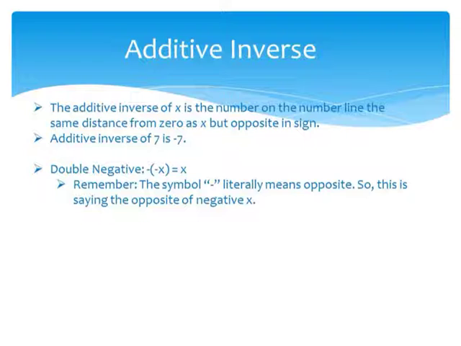The additive inverse of x is the number on the number line that's the same distance from 0 as x, but it's going to be opposite in sign. So the example that I give here, the additive inverse of 7 is negative 7. The additive inverse of negative 4 would be positive 4, because those numbers are the same distance from 0 but just opposite in sign.